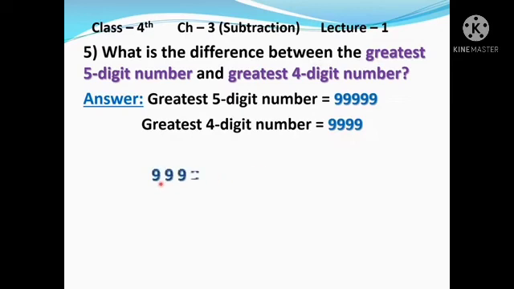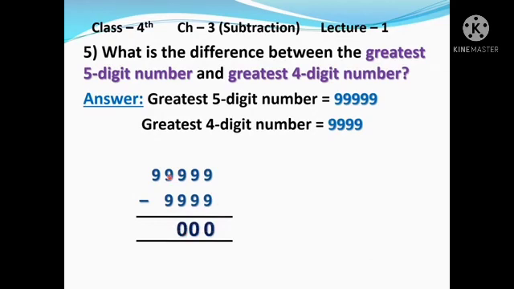Now we have to subtract this, but first of all we will write these two numbers in columns. So write down 99,999. Now write second number 9,999. Now subtract this. 9 minus 9, 0. Write 0 here. Again 9 minus 9, 0. Write 0 here. Again 9 minus 9, 0. Write 0 here. Again 9 minus 9, 0. Write 0 here. Write 9 as it is. Clear?